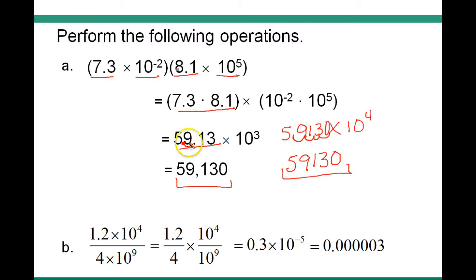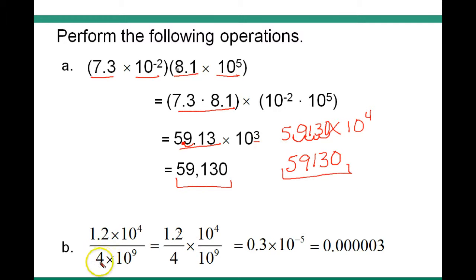Now, since this wasn't in scientific notation, we only had to move this one over 3 places in this form, which from where the decimal was, we just had to add the 0. So it works either way, depending on what they're asking you.